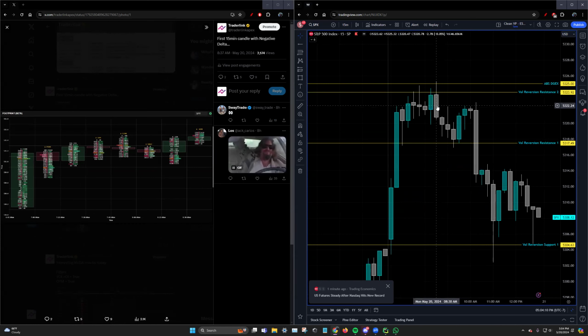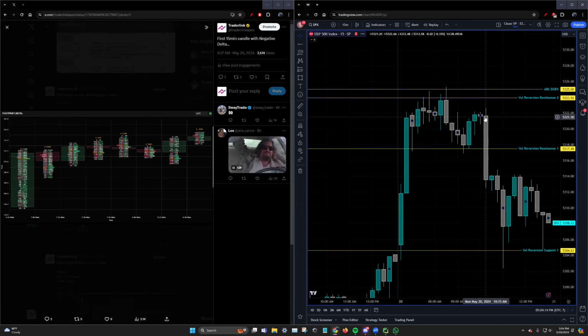So it all added up to start looking for shorts around this area, right? So that's three things off the rip. You have the ABS DGEX wall. You have our second vol reversion resistance level.